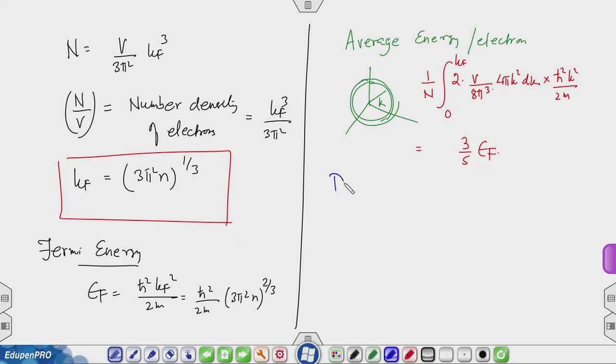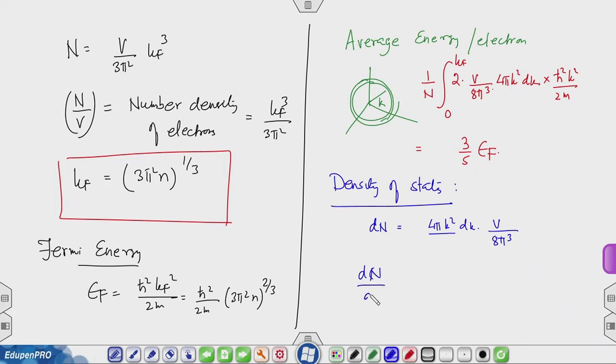And finally, I need the density of states, because these states are quasi continuous. I work in terms of density. So, between k and dk I have dn, which is equal to 4 pi k square dk times V over 8 pi cubed. These are the number of states, and I want to calculate dn/dE, which will be equal to V over 2 pi square k square dk/dE.